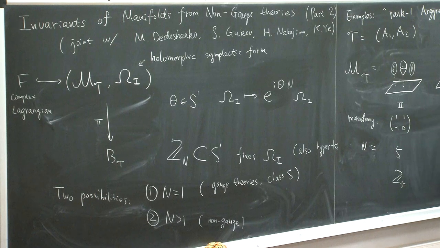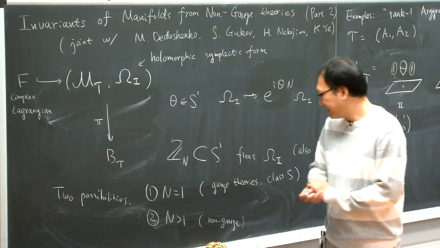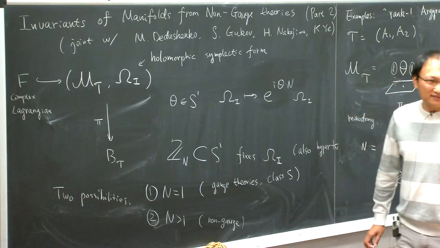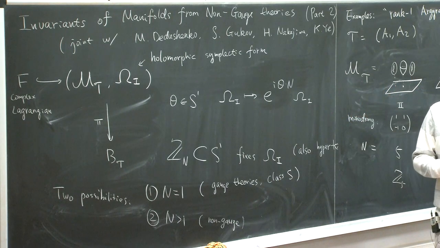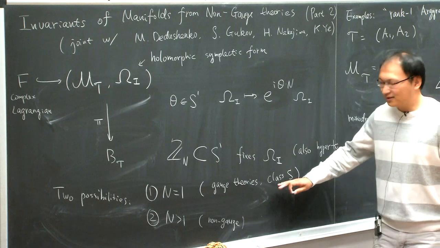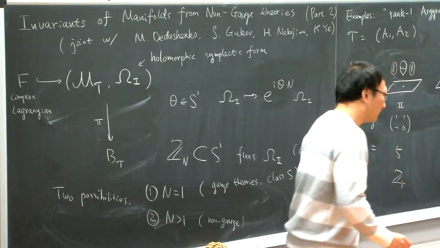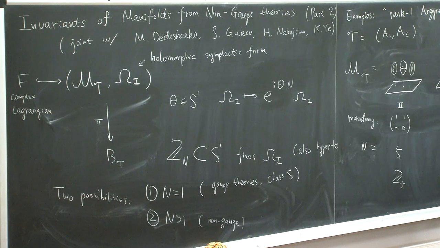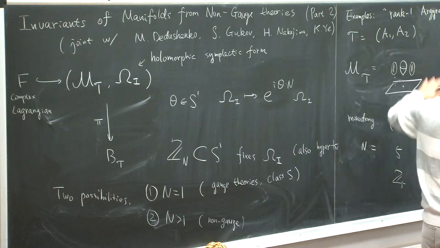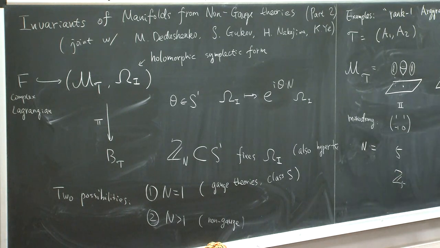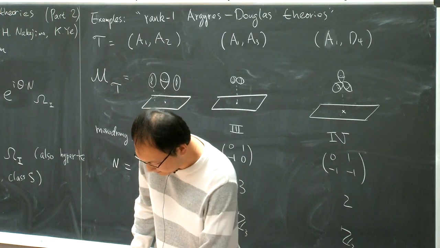So these are the only theories for rank one that have higher n. So for example, if you take Minahan-Nemeschansky's E6, E7, or E8 theory, these are some special class S theories, and these all have n equal to one. But in higher rank, you have a lot of theories with n being larger than one.